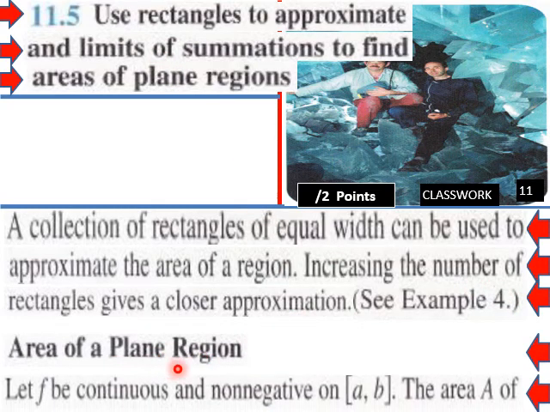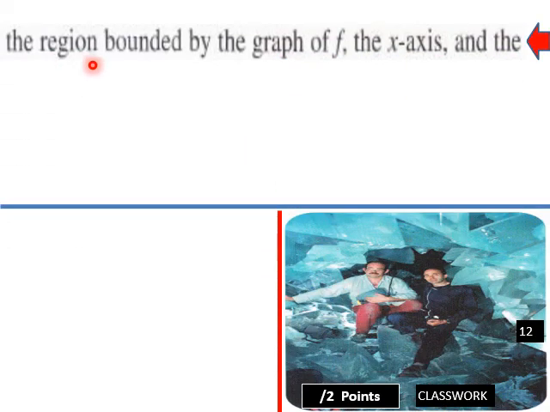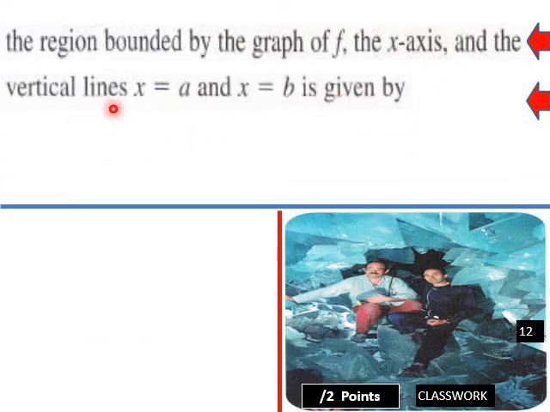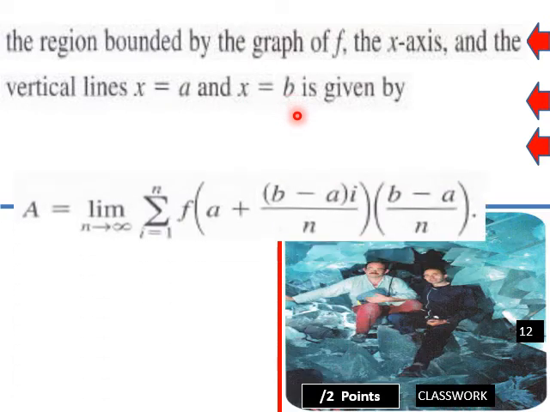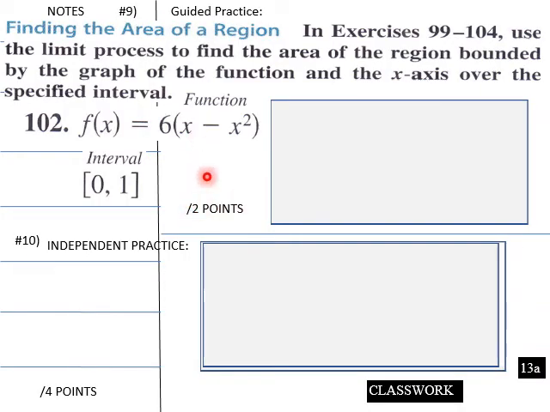The area of a plane region: let f be continuous and non-negative on [a, b]. The area A of the region bounded by the graph of f, the x-axis, and the vertical lines x equals a and x equals b is given by, and here it is, this gnarly summation of, as n goes to infinity, the sum for i equals 1 to n of the function of this formula here, which you learned in 11.5. We did that in classwork, and we did it in our homework.